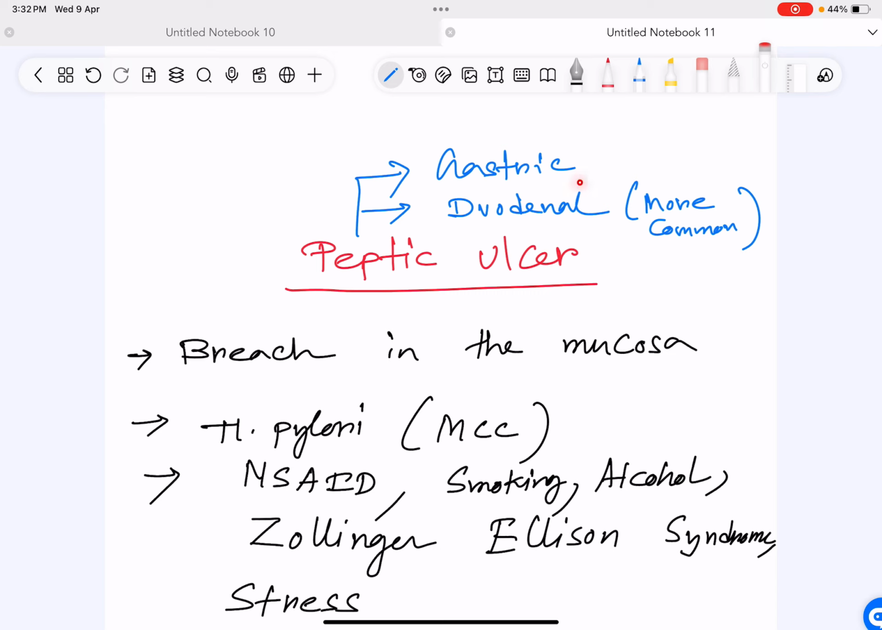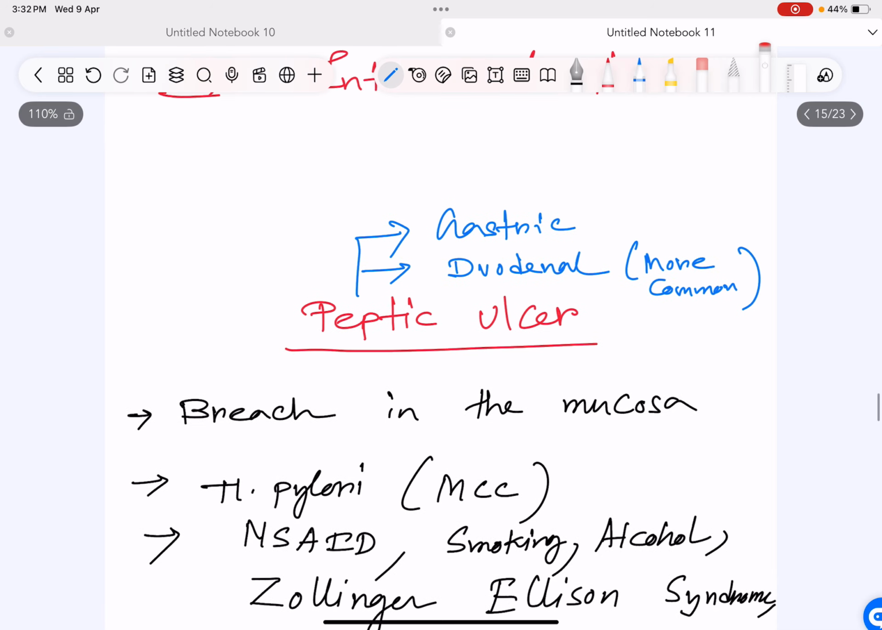So we know the two types of peptic ulcer disease. The commonest one is the duodenal ulcer, right? So we have two kinds of peptic ulcer, gastric and duodenal. Now, where is the most common site of duodenal ulcer? It is the first part of the duodenum. It is the bulb. Now you have to understand a thing called erosion versus ulcer.